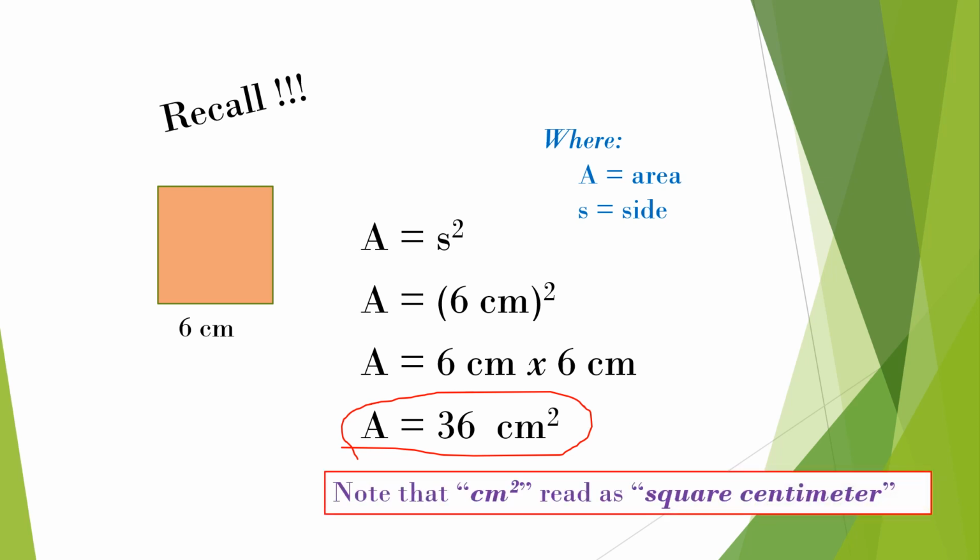Okay, this one. Note that cm squared reads as square centimeters. Take note that when it comes to area, it uses square units. Always use square units. Do you understand? Okay, good.